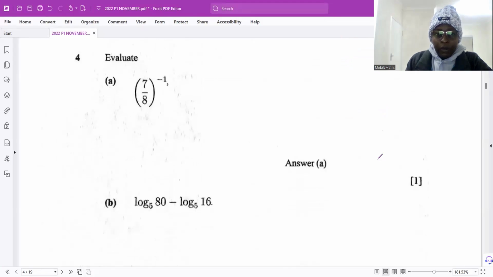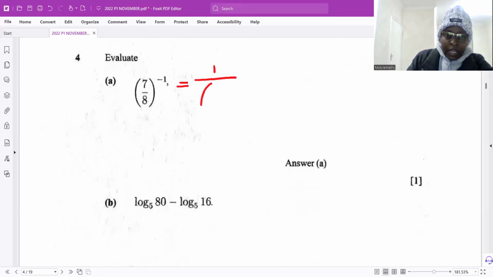Evaluate number 4, evaluate this number. So what this number means is that I can rewrite this as 1 over 7 over 8, okay? Of which if I do this, this is simply 8 over 7. Someone may ask why. I'm going to show you.